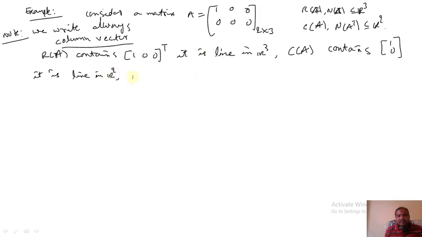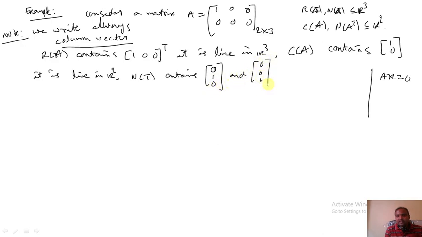Now, N of A is the solution set of Ax equal to 0. It is a subspace of R3. Take (X, Y, Z) and solve this: then X equals 0, and Y, Z are unknown. The spanning contains (0, 1, 0) when Y is 1 and Z is 0, and (0, 0, 1) when Y is 0 and Z is 1. That means it is a plane in R3. The linear span is the plane.